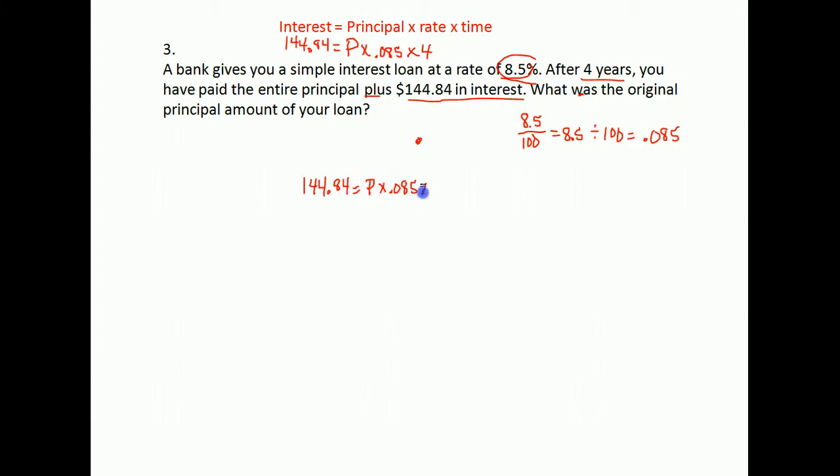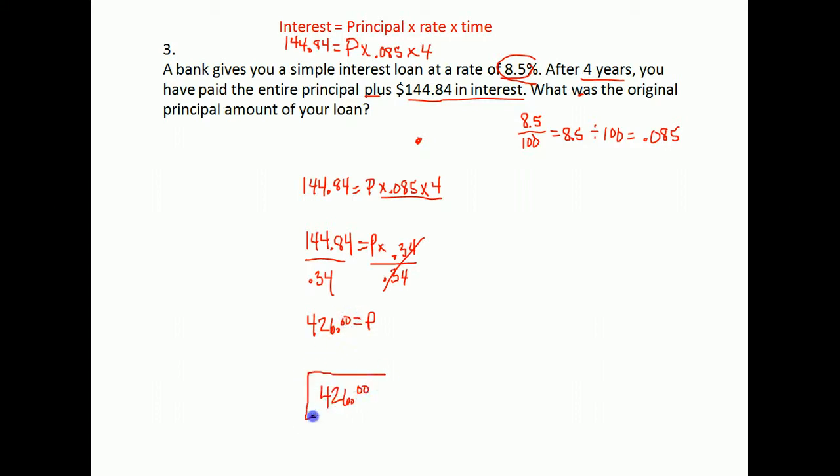Again, the first thing we're going to do is do any simplifying we can, and right here we can. We can go ahead and multiply 0.085 times 4. When we do, we get 0.34. So we have P, what we're trying to find, times 0.34 equals 144.84. Again, to solve equations, you do the opposite. The opposite of multiplying by 0.34 is to divide by 0.34. So P is 144.84 divided by 0.34, which is 426. Again, that's in dollars, so I'm going to put those two zeros on the end. So my answer, the original principal, or the original amount of the loan, was $426.